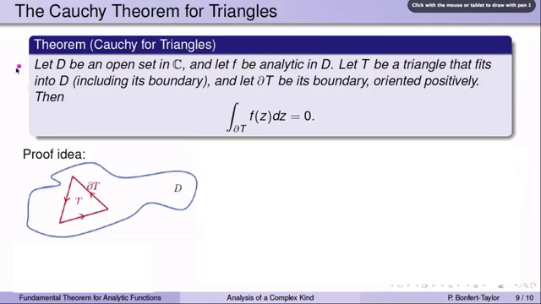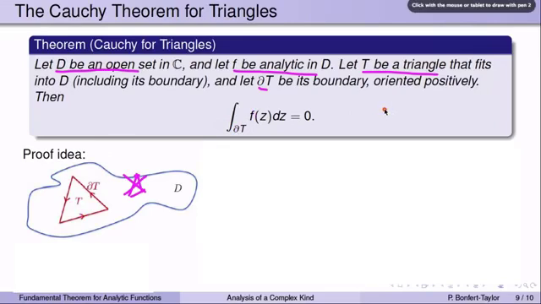Here again is an exact statement of the Cauchy theorem for triangles. Suppose D is an open set. We actually don't need it to be simply connected for the Cauchy theorem for triangles. And suppose f is analytic in D. Suppose T is a triangle that fits into D, including its boundary. So it wouldn't be allowed for one of the corners of the triangle to be on the boundary of D. It has to really fit into D as you see in this picture. And suppose boundary of T is the boundary oriented positively, so counterclockwise. Then the integral over the boundary of T of f(z) dz is equal to 0.